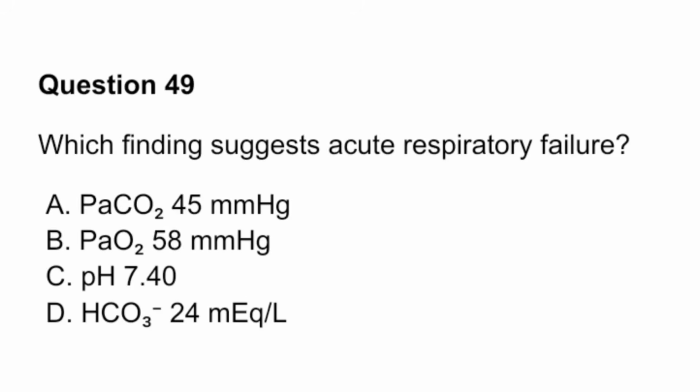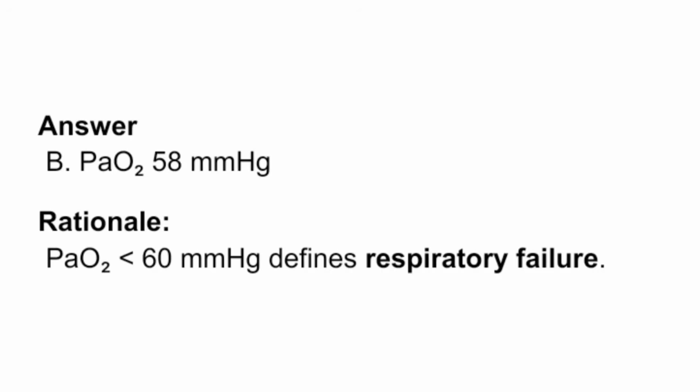Question 49. Which finding suggests acute respiratory failure? A. PaCO2 45 mmHg. B. PaO2 58 mmHg. C. pH 7.40. D. HCO3- 24 mEq/L. Answer. B. PaO2 58 mmHg. Rationale. PaO2 less than 60 mmHg defines respiratory failure.